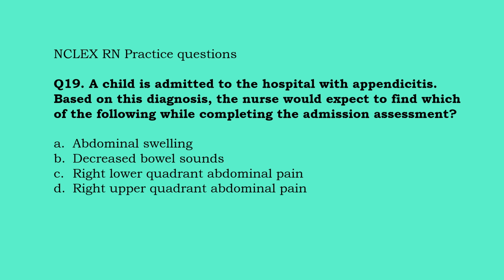Question 19. A child is admitted to the hospital with appendicitis. Based on this diagnosis, the nurse would expect to find which of the following while completing the admission assessment? A. Abdominal swelling. B. Decreased bowel sounds. C. Right lower quadrant abdominal pain. D. Right upper quadrant abdominal pain.